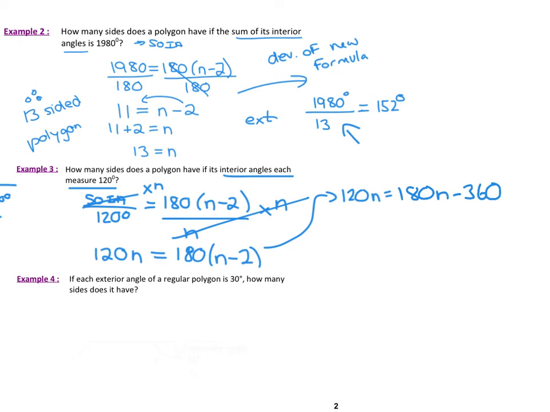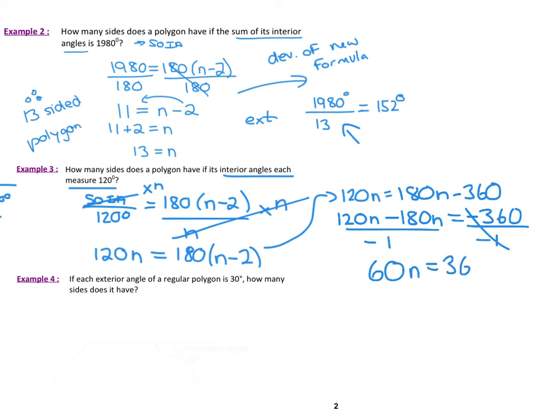Now we can just collect like terms, okay? So you can go 120n subtract 180n equals negative 360, okay? And I'm going to divide both sides by a negative 1 to get rid of that negative here. So we end up getting 60n equals 360. And we can divide both sides by that 60 value to isolate for n. And we find out that the number of sides in this situation is 6.